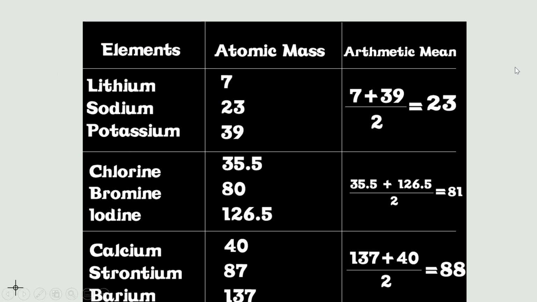Now, this is what we would call a triad. This is another triad and this is another triad. The atomic mass of the middle element should be the average of the other two. So when you add lithium, which has an atomic mass of 7, and potassium, which is 39, you should get an average of 23, and that is why we have sodium in the middle of that triad. So that is the idea of these triads. A lot of the time, as you can see, it wasn't exact, but it was close enough.